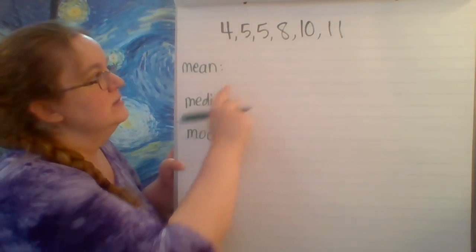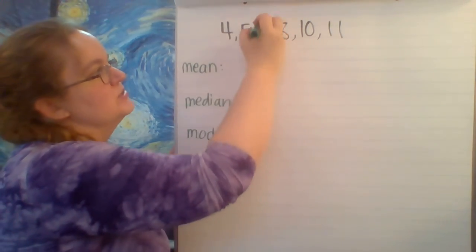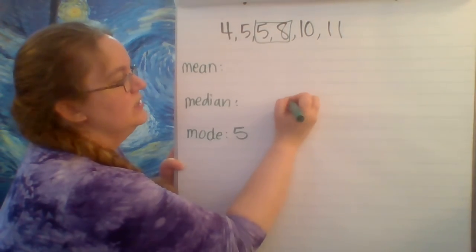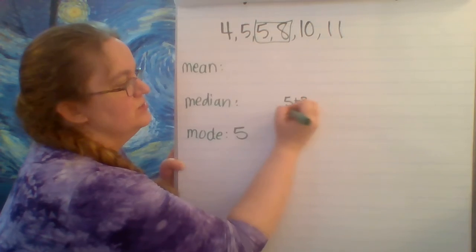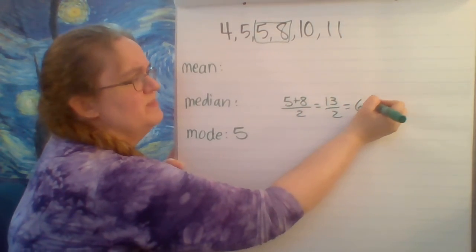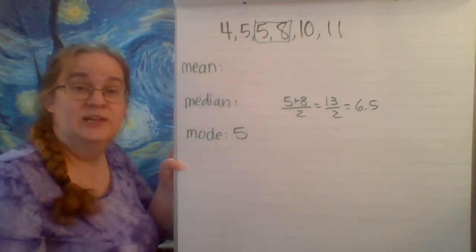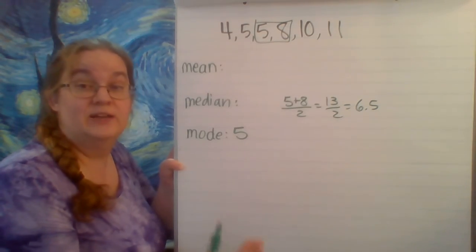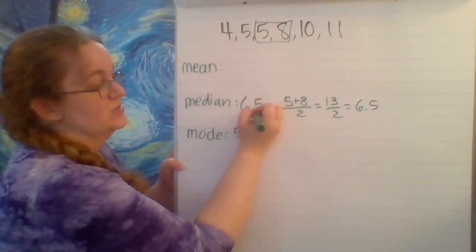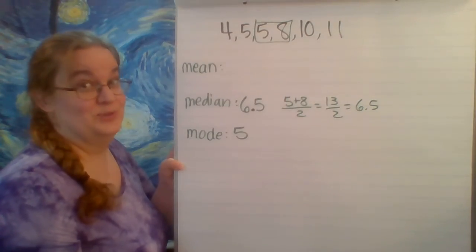The median, well, I've got 6 numbers, so there's actually 2 numbers in the middle. So in order to calculate the median this time, I'm going to add those 2 numbers together and divide by 2. So my median is 6.5. It's halfway between 5 and 8. That's what I was doing. I was finding the average of the middle two numbers. And yes, it's okay that there's a decimal there.